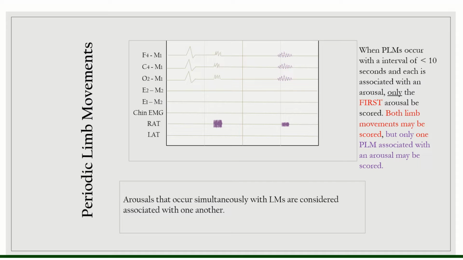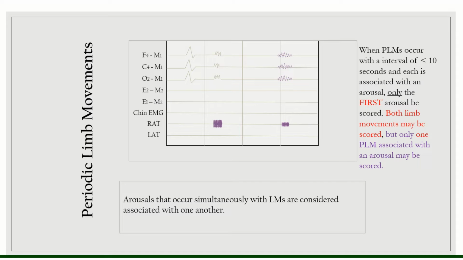Okay? So, let's read that one more time just for clarity. When periodic limb movements occur with an interval of less than 10 seconds and each is associated with an arousal, only the first arousal will be scored. Both limb movements may be scored, but only one periodic limb movement associated with an arousal may be scored. Okay? That's what we're saying.